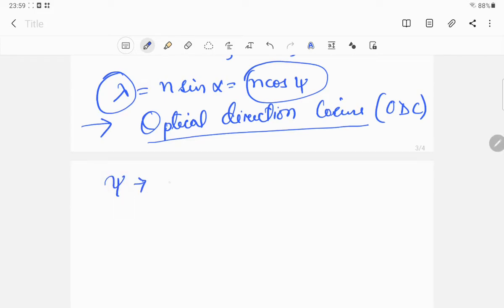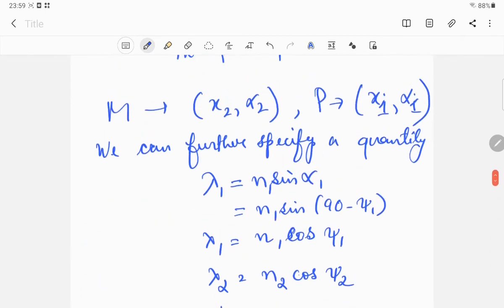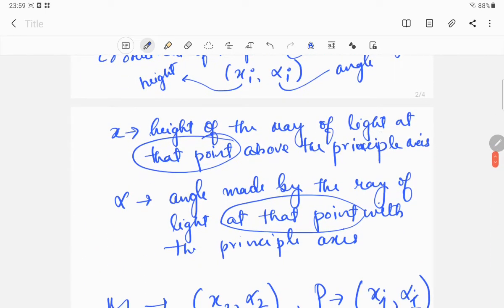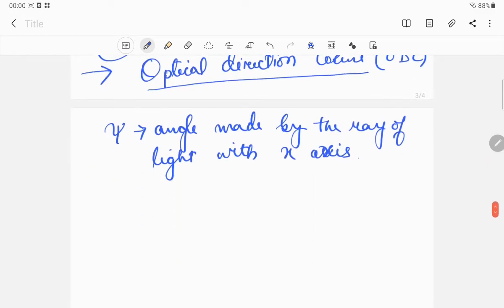So what is psi? The angle made by the ray of light with the x-axis, because you know that the principal axis is the z-axis. When I defined this as the height of the ray of light above the principal axis, that means above the z-axis. When it is about alpha it is the z-axis, when it is about psi it is the x-axis. So you should keep that in mind.